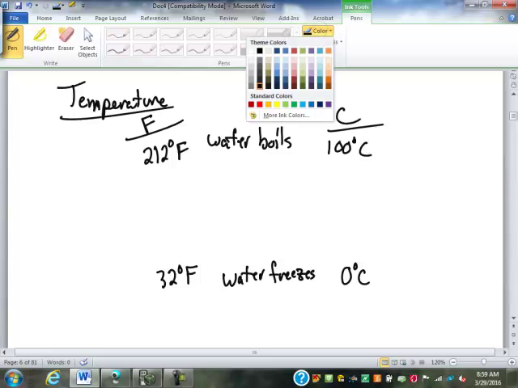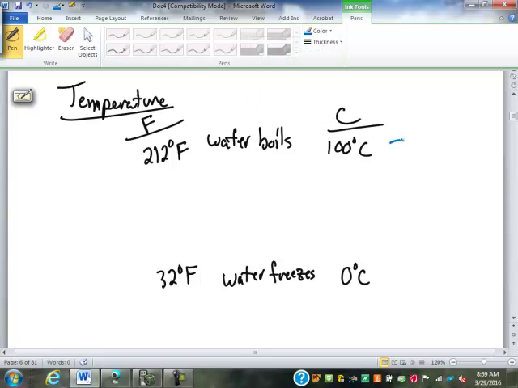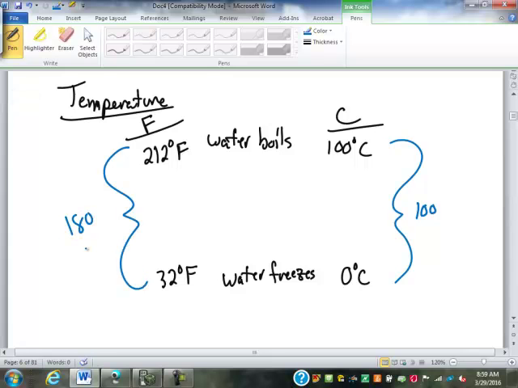So you'll notice a couple of things. One is, in the Celsius scale between freezing and boiling, there's 100 degrees. And in the Fahrenheit scale, there's 180 degrees. Which means a Fahrenheit degree is much smaller than a Celsius degree. The other thing you'll notice, Celsius, water freezes at 0. Fahrenheit, water freezes at 32.